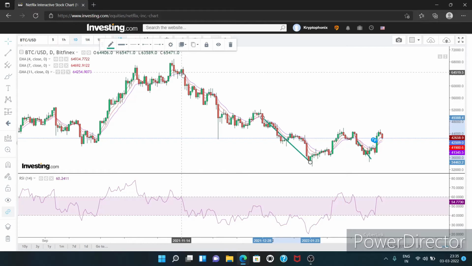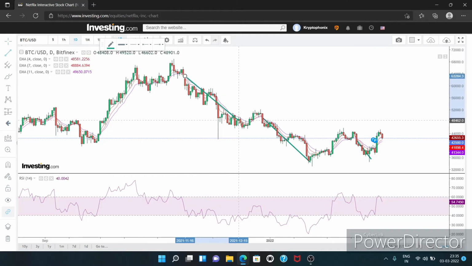If we look over this point here, again the crossover was such that 11 EMA at the top, 4 EMA at the bottom, 7 between both, and RSI also between the 60 and 40 levels. Result, signal to sell, downfall was observed.